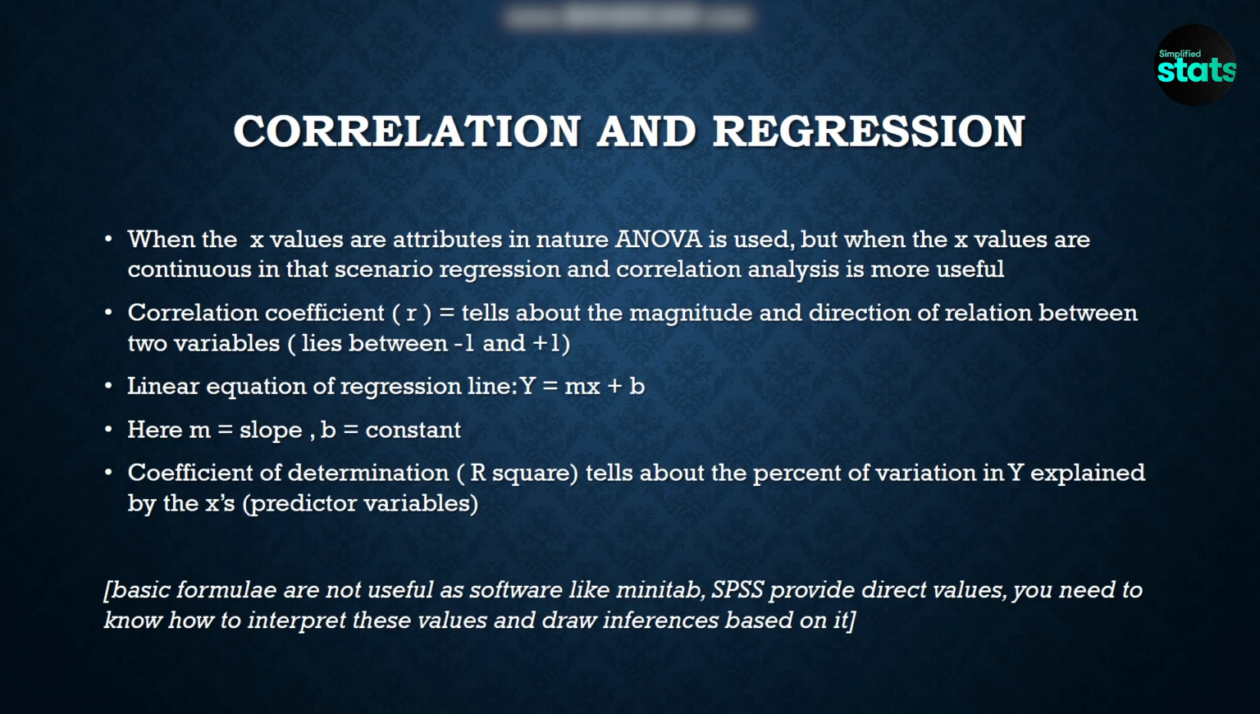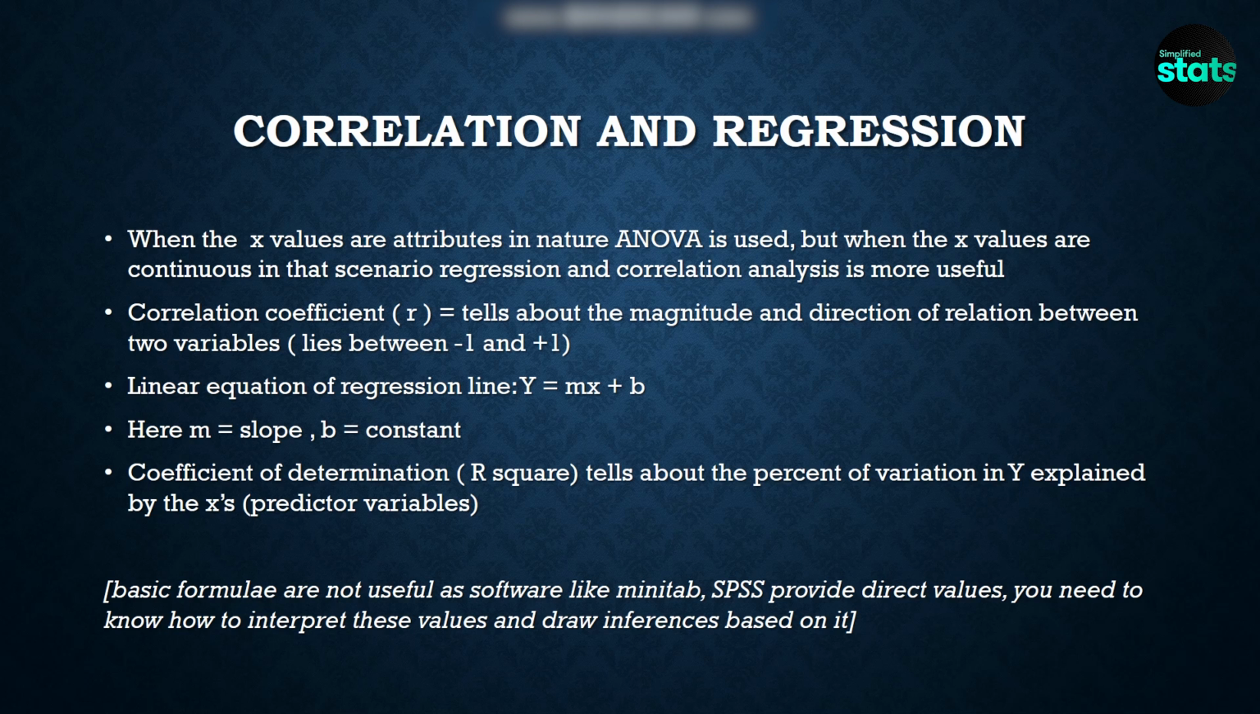Moving ahead to the last tool of the analyze phase, correlation and regression. Here your aim is to identify the relation between y and x, where x is the independent variable and y is the dependent variable. Y is also called the response variable and x is considered the predictor variable. When the x values are attributes in nature, ANOVA is used, but when the x values are continuous, regression and correlation analysis is more useful.